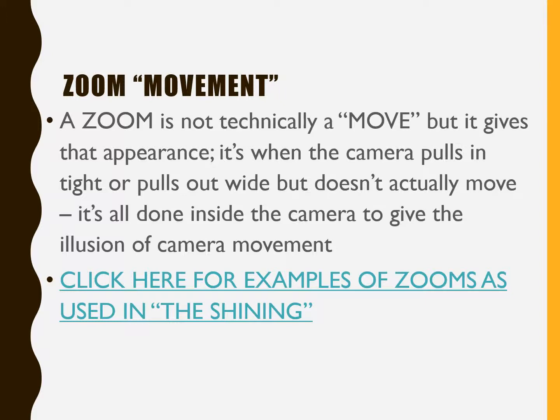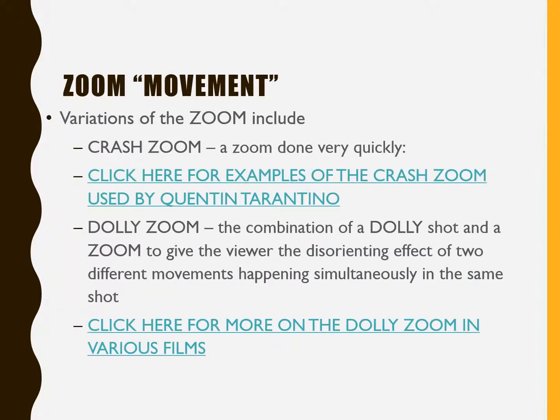Movement is achieved by swiveling, tilting up and down, or zooming. We've all played with the zoom wheel in our cameras, I'm sure. You can click on this link in the real PowerPoint to see examples of zooms as used in The Shining. There's quite a few zooms used in The Shining. There are also variations of the zoom.